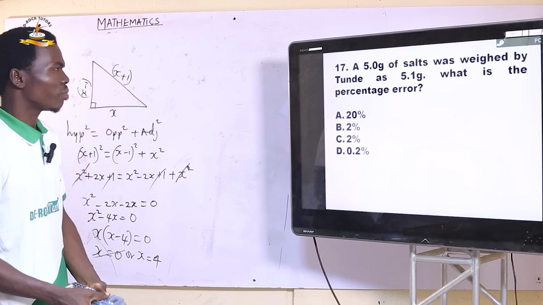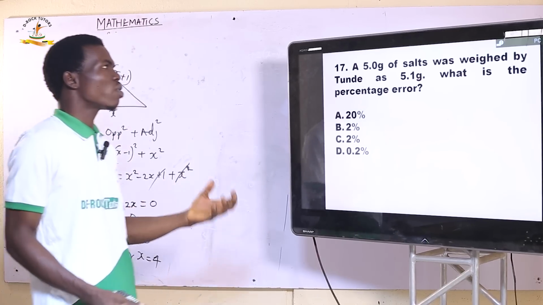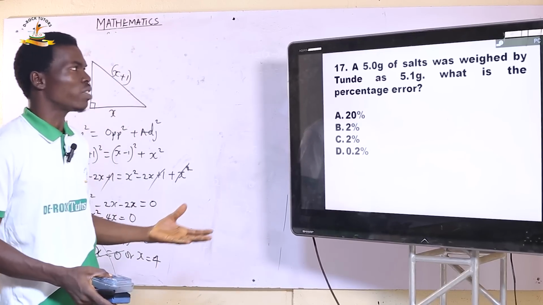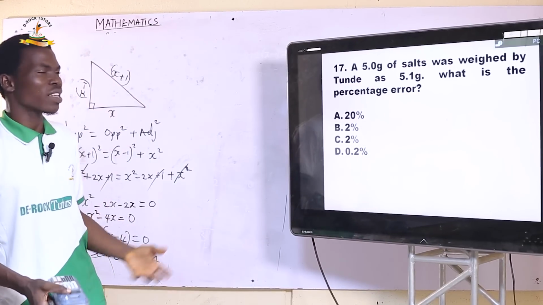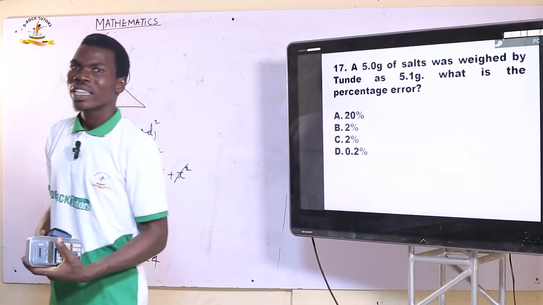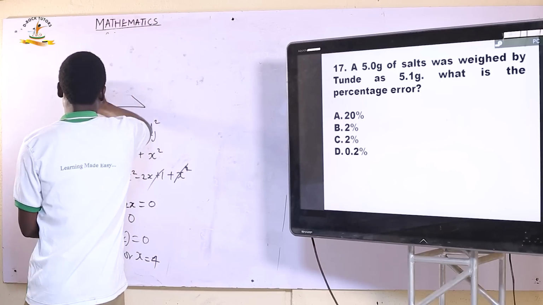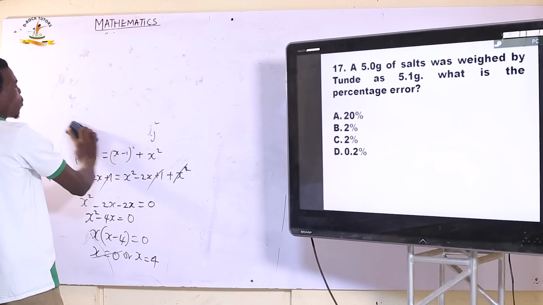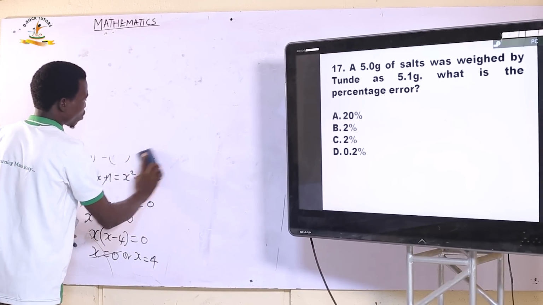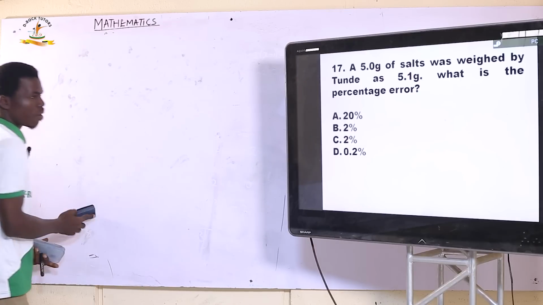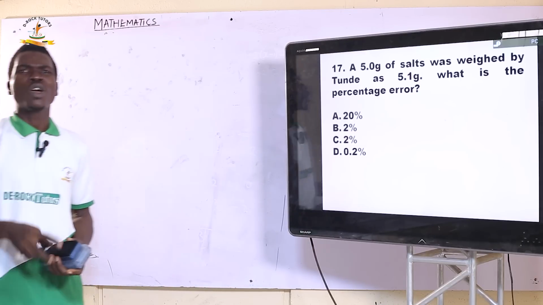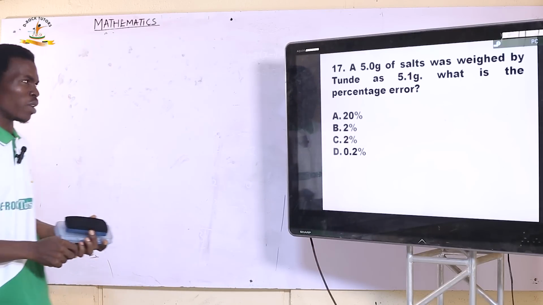Question 17. A 5.0 gram of salt was weighed by Tunde as 5.1 gram. What is the percentage error? So we all know that it's possible anybody could make a mistake, but how pronounced is the mistake? That's what we call percentage error. So let's see how it works. In your percentage error, you always have a simple formula.